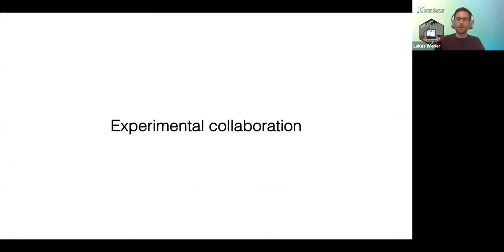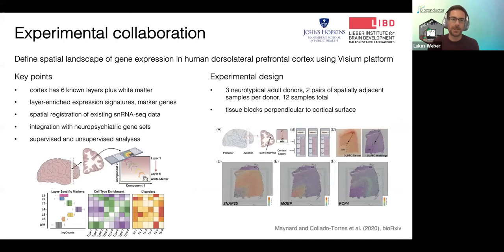We got involved with this work through an experimental collaboration, a really nice collaboration together with people at the Lieber Institute for Brain Development. I won't go into too much detail here. I've got some links on the next slide to a poster by Leonardo Collado Torres and also a preprint that we've put out. So this work was interested in defining the spatial landscape of gene expression in the human brain using the new Visium platform.